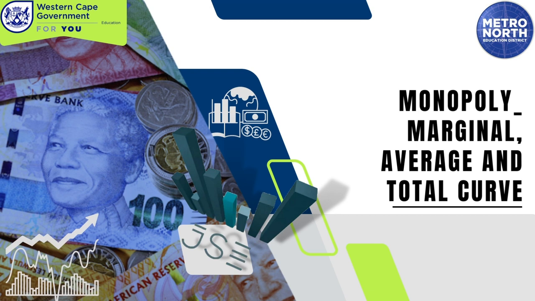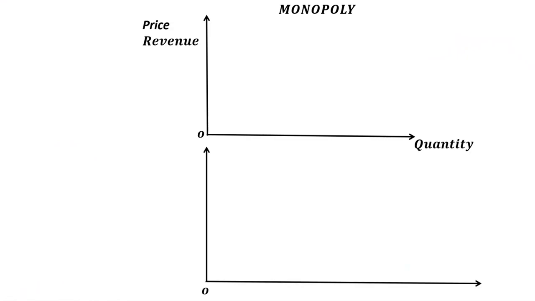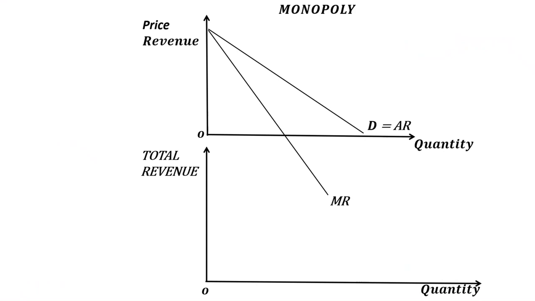Now I am going to explain this concept with the aid of graphs. Now let's look at the graph. So we are busy with the monopoly. When we look at the monopoly, I will draw the two graphs. And here you can see the following. The monopolist demand curve has a negative slope. There you can see the negative slope. That is the demand curve. It slopes downwards from top left to right bottom.